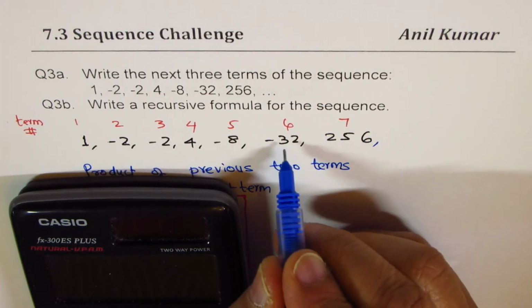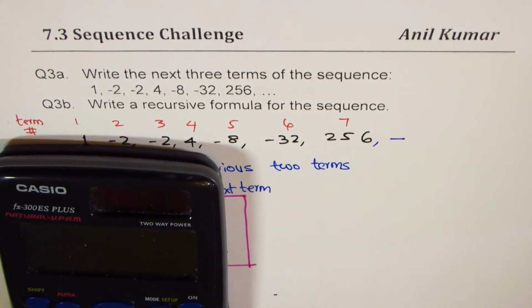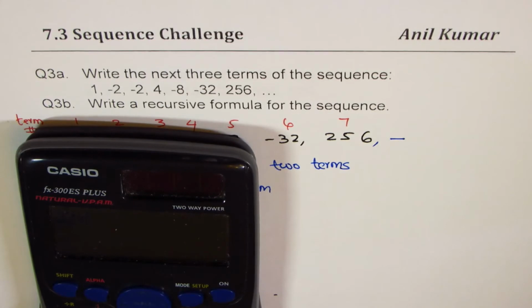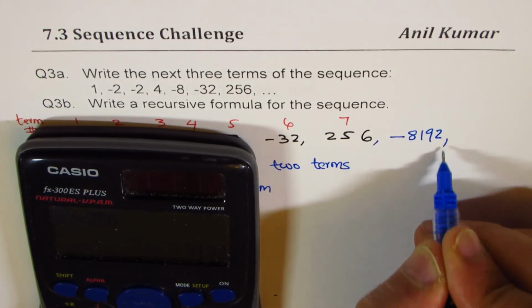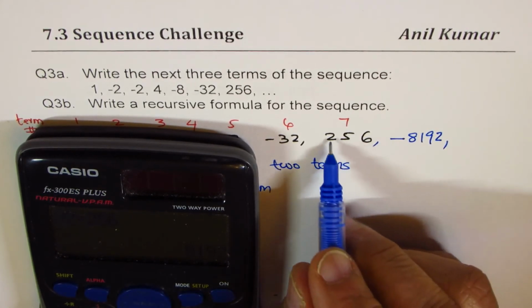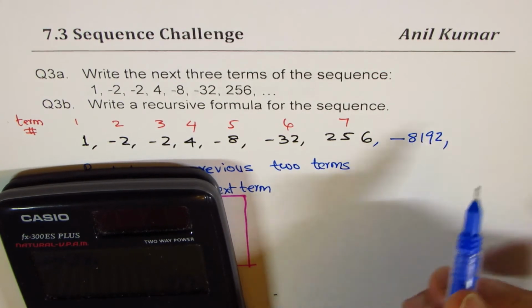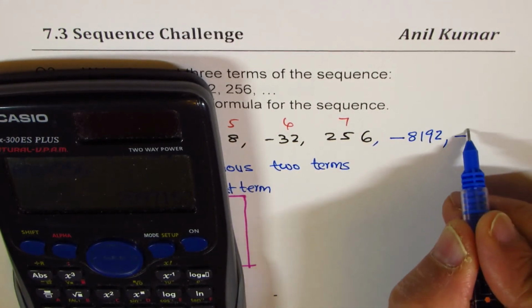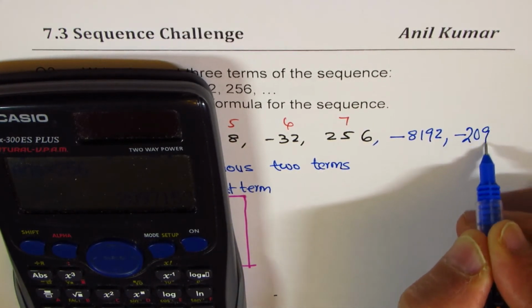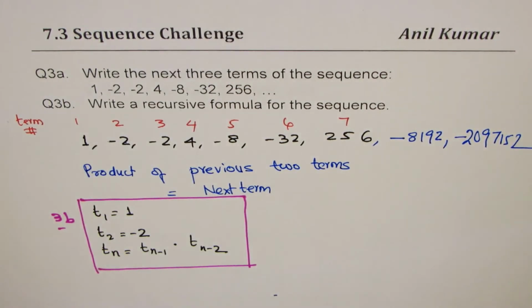So the next term should be negative when I multiply these two terms, negative and negative what? 32 times 256 equals 8192. And the next term should again be negative. Since 8192 is negative, we get negative 8192 times 256, and that is, oh my god, 2097152. Is it okay? So I squeezed it in.